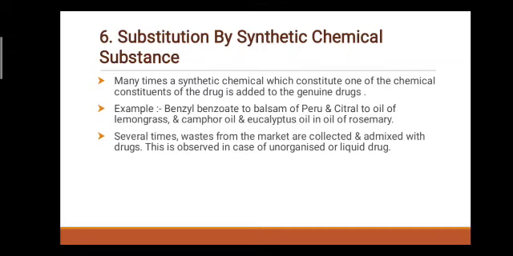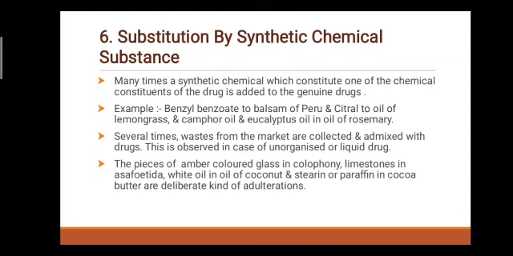Several times, wastage from the market is collected and admixed with drugs. This is observed in case of unorganized or liquid drugs. The pieces of amber-colored glass in colophony, limestones in asafoetida, white oil in oil of coconut, and stearin or paraffin in cocoa butter are deliberate kinds of adulterations.